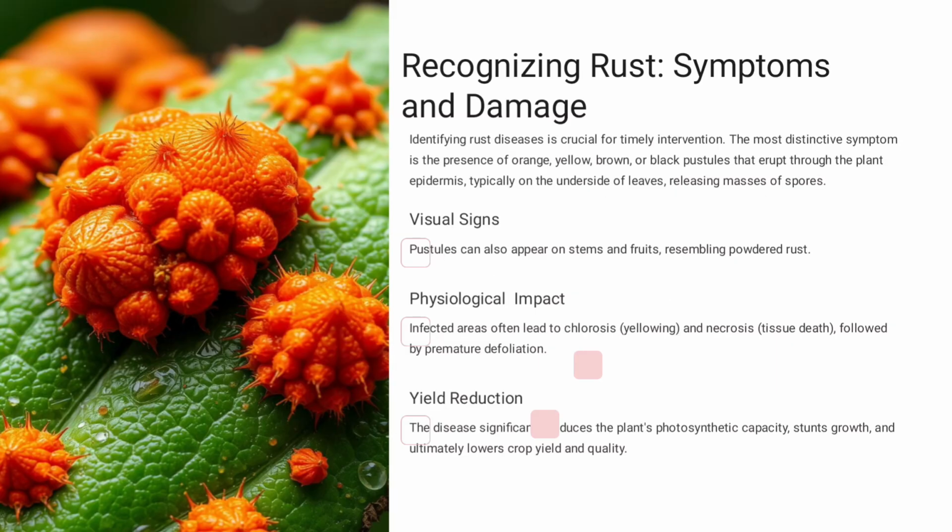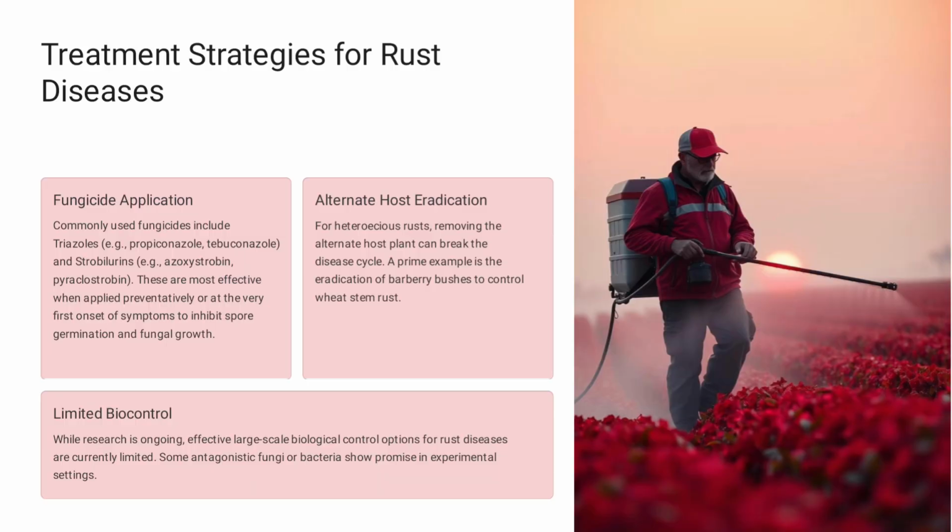Next, symptoms: visual signals, physiological impact, yield reductions. Treatment: fungicide application, alternate host eradication, limited biocontrol. Commonly used fungicides include propiconazole, tebuconazole and other azoles. They are most effective when applied preventively or at early onset of symptoms, when spores are germinating and fungal growth begins.